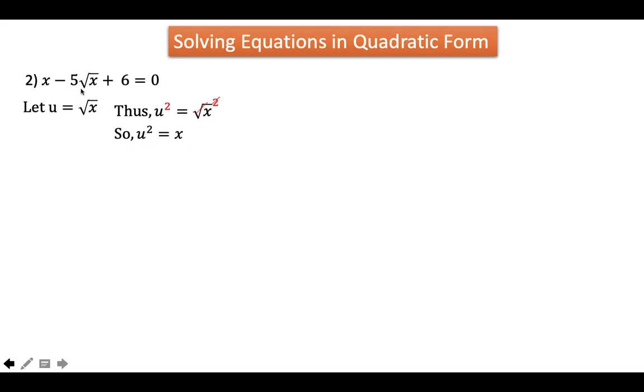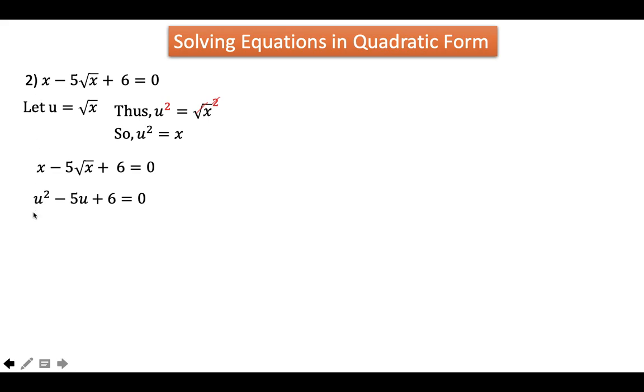Now, let's go back to our given. x minus 5 times square root of x plus 6 equals 0. We can now replace this x by u squared. Write down minus 5, then this square root of x replaced by u. Then write down plus 6 equals 0. So notice that we just transformed the given equation into a quadratic form.